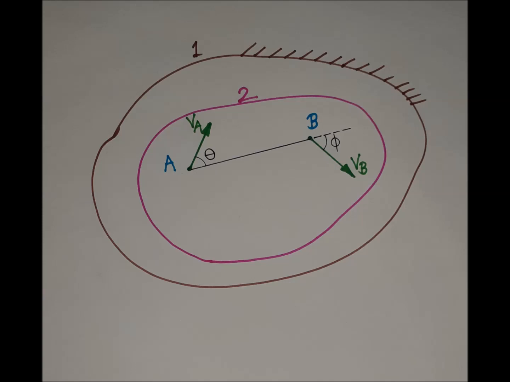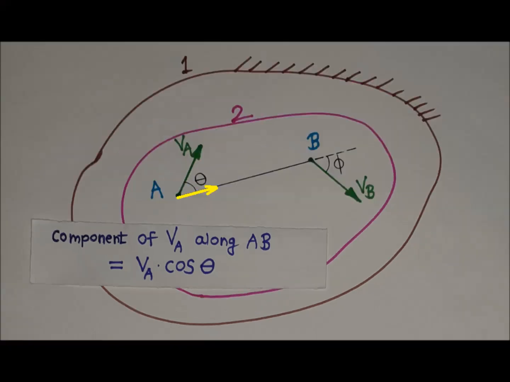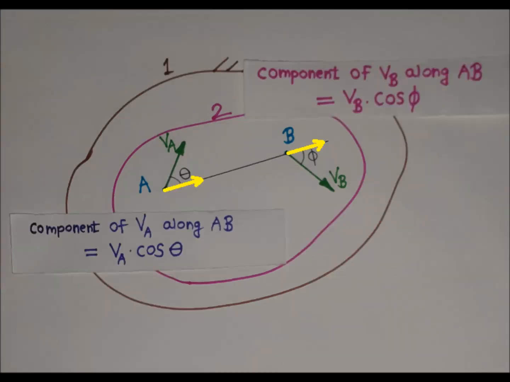If VA is resolved along AB, then the component of VA along AB is VA cos theta, because cos theta is equal to adjacent side upon hypotenuse. The adjacent side will be the component of VA along AB and the hypotenuse will be VA. Therefore, the component of VA along AB will be VA cos theta. Similarly, the component of VB along AB will be VB cos phi.